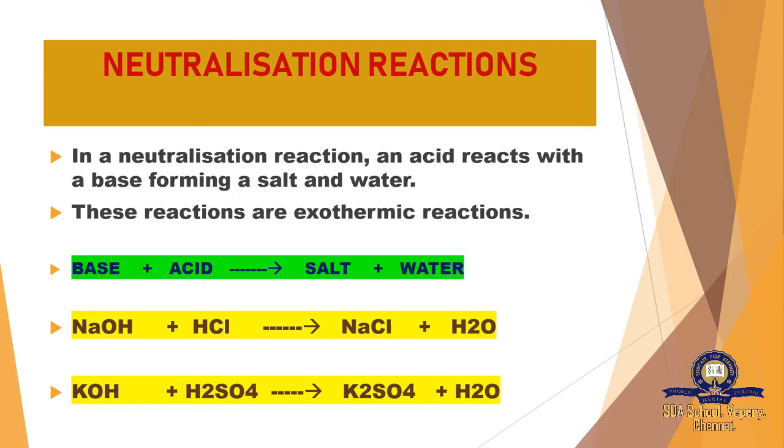Next, potassium hydroxide is reacting with sulfuric acid to form potassium sulfate and then water. So when acid and base combine together, they form a salt and water. At the time of forming a salt, it gives out heat. So we can call it an exothermic reaction.